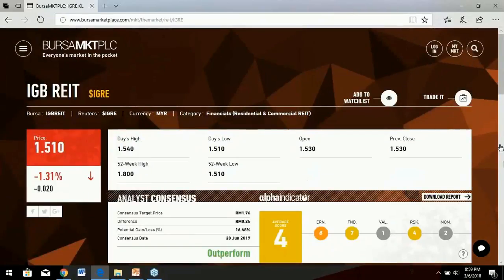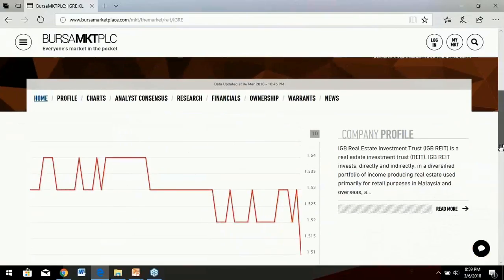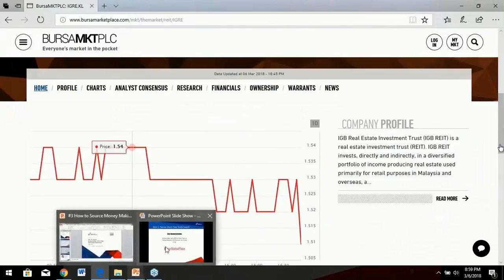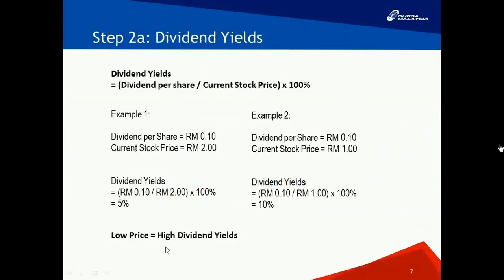Okay, so basically IGB REIT. So REITs are actually widely known as a category of stocks that pays out very good dividend yields. But let's see. Let me go back to my PowerPoint slides.